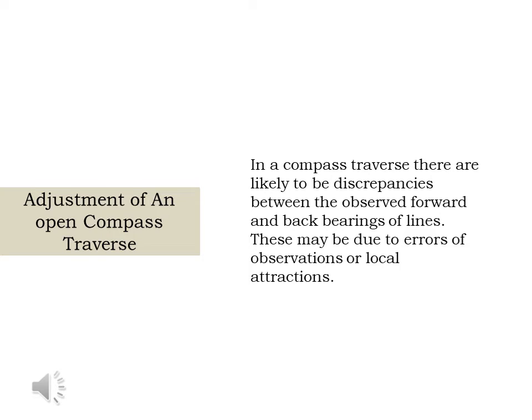Adjustment of an open compass traverse. In a compass traverse, there are likely to be discrepancies between the observed forward and back bearings of lines. This may be due to errors of observations or local attractions.